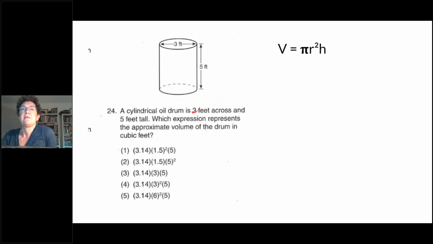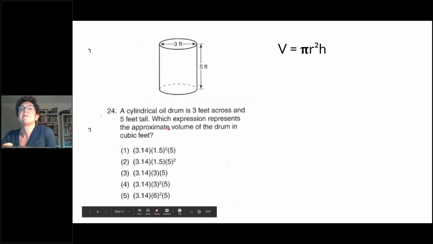Now, which one of these is giving us that formula? So I know that pi is 3.14. That's in all of these. Beautiful. And it looks like all of them have the height as 5. It won't be this one because it's not height squared, it's radius squared. It won't be this one because this doesn't have anything squared in it. How do I figure out what the radius is? That seems to really be the question.